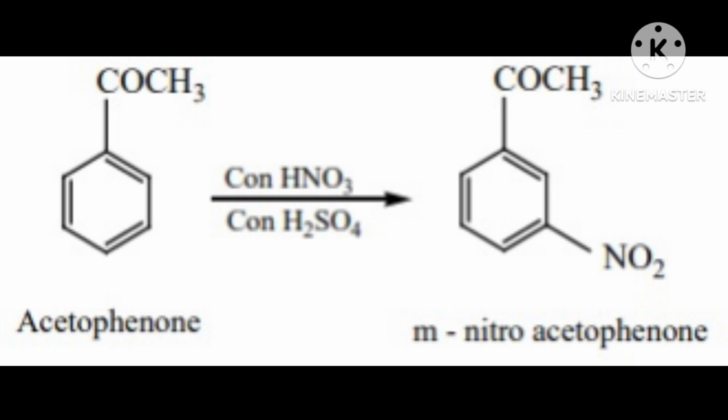Then here, aldehyde, benzaldehyde, will react with HNO3 and H2SO4. In the presence of both, this aldehyde will react, and you have to maintain the temperature at 273 to 283 Kelvin. Then NO2 plus will join at the meta position, and the product will be called meta nitrobenzaldehyde. Okay, I think you have understood.